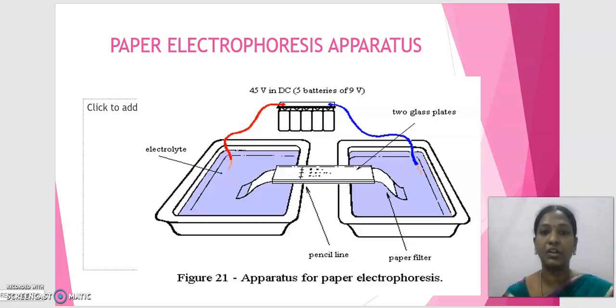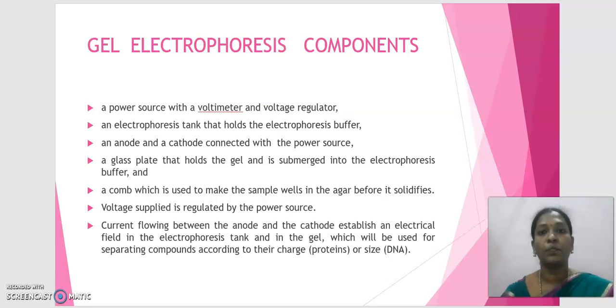Next we are going to see gel electrophoresis. In gel electrophoresis, the process is almost the same for all the types, but it differs according to the type we use. There we used paper; here, as the name implies, we are going to use gel for the separation.